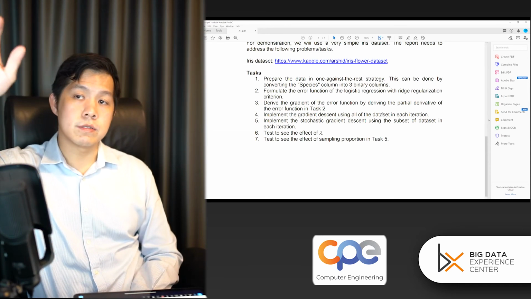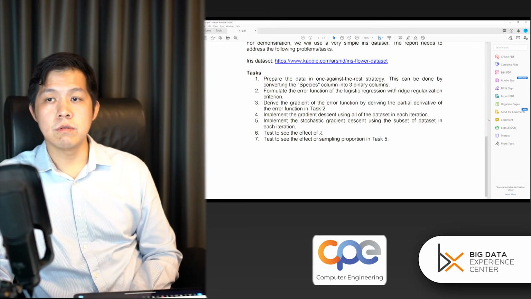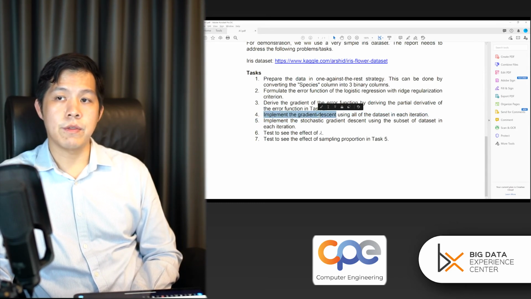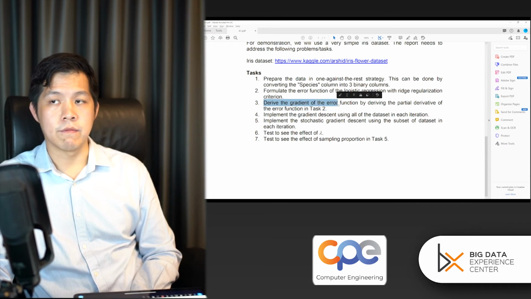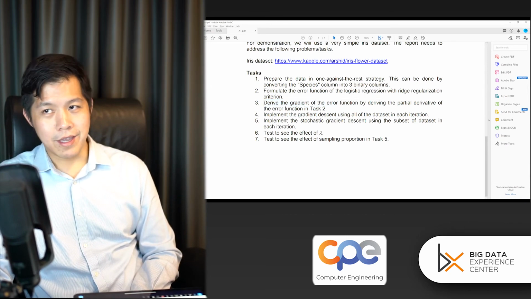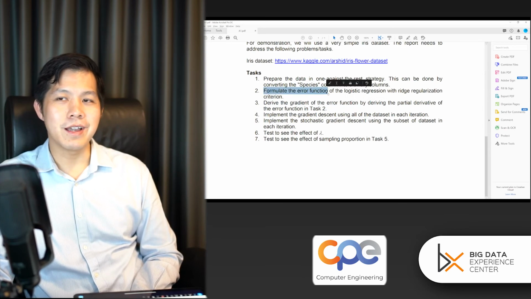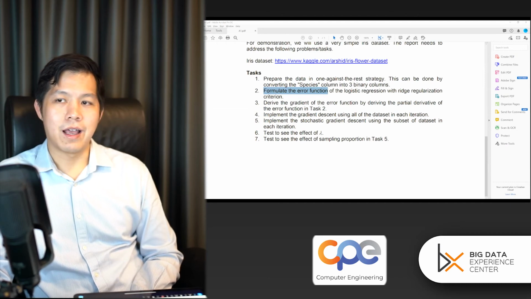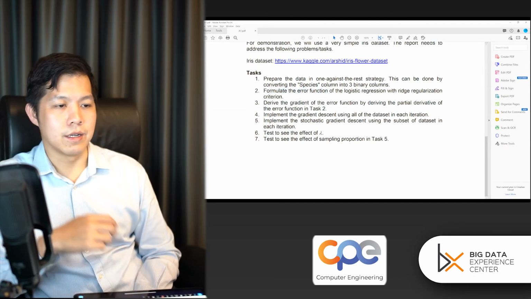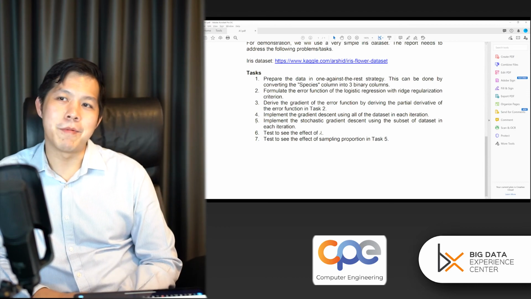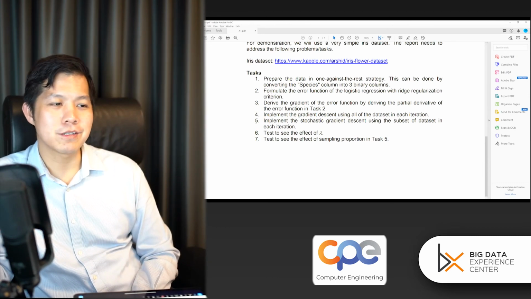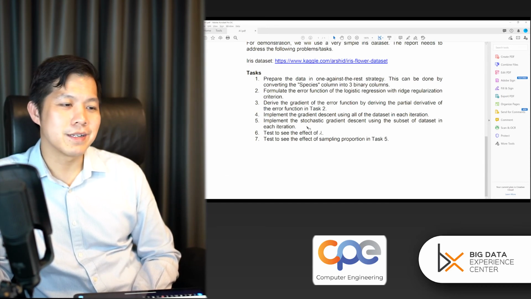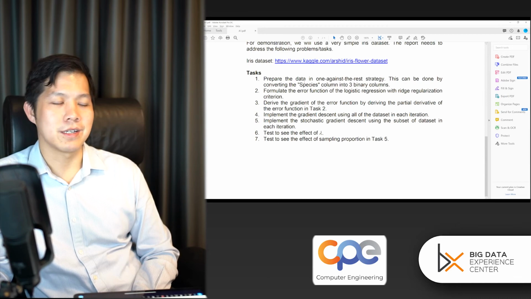But you need to do it step by step anyway, because you cannot do stochastic gradient without doing the gradient descent. And you cannot do the gradient descent without having the derivative of the gradient function, and you cannot get the derivative of the gradient function without formulating the error function first. So I would distribute the score based on the complexity of the task. Derivative would get more score for sure. Coding would get a certain amount. Test would get a certain bit, but not that much compared to the implementation.